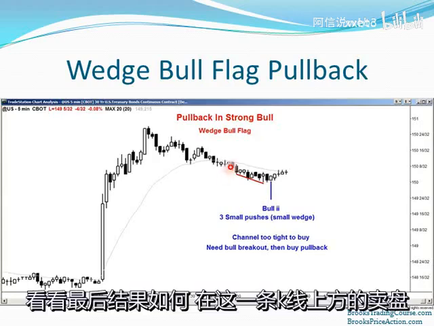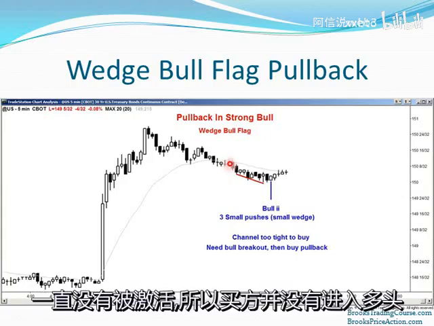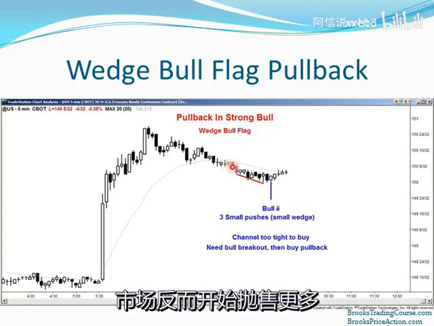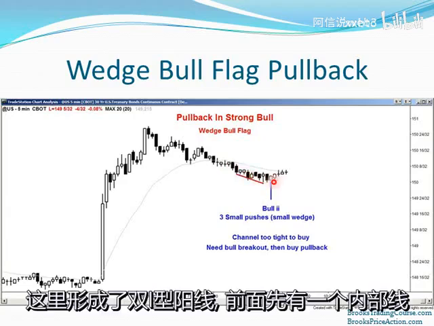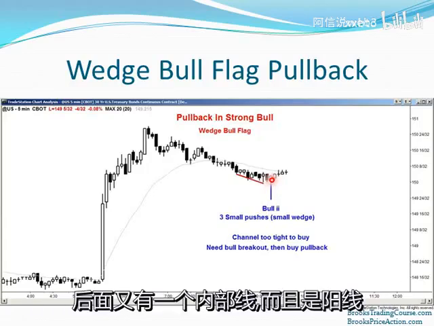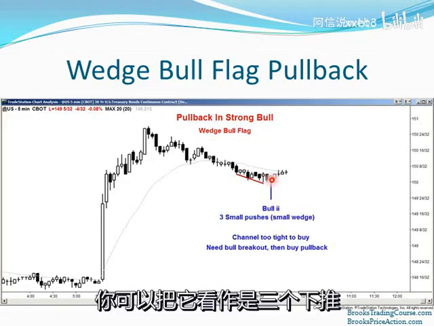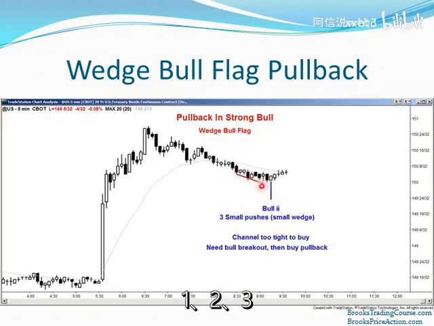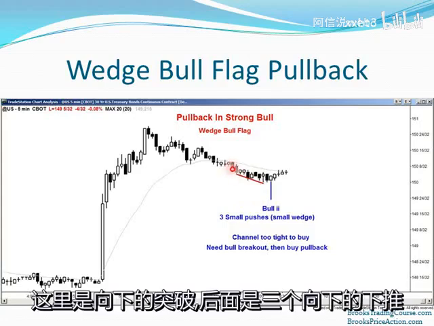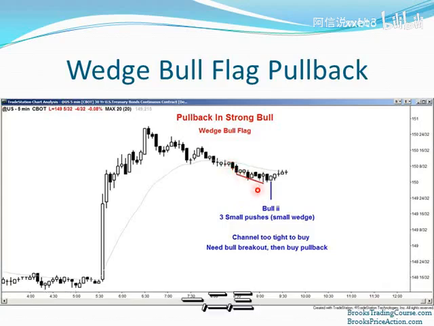But look what happened. The buy stop above the high of this bar never got hit, so the bulls never went long. Instead, the market started to sell off more. Here we have a bull II. We have an inside bar and a second inside bar, and it's a bull body. You can count it as 3 pushes down, 1, 2, 3. So we had the breakout here with 3 pushes down, 1, 2, 3.